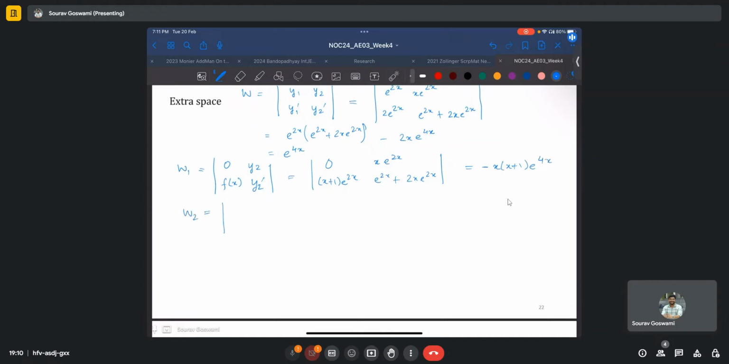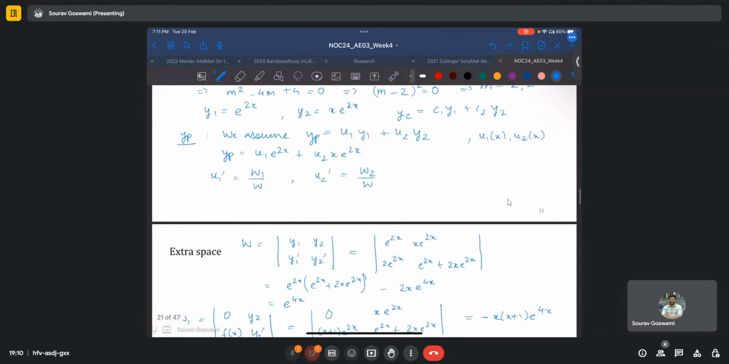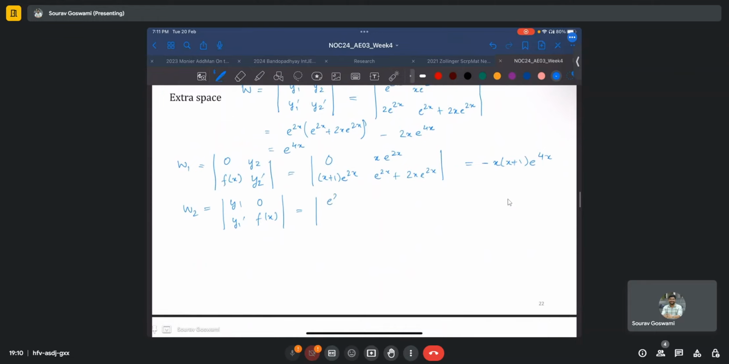W2 would suggest that we replace the second column of the Wronskian. The first one remains as is. So y1, y1 prime, 0, f(x). So this will be e power 2x, 2 e power 2x, 0 and (x plus 1) e power 2x. Here the second term of the determinant is multiplied by 0, and what we are left with is (x plus 1) times e power 4x.